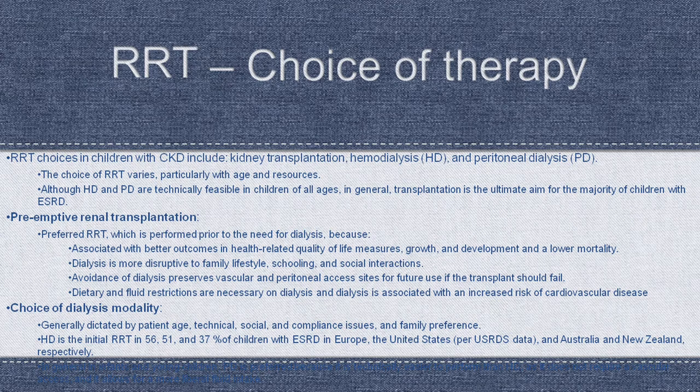Preemptive renal transplantation is the preferred RRT, which is performed prior to the need for dialysis. This is preferred because it is associated with better outcomes in health-related quality of life measures, growth and development, and a lower mortality rate. Dialysis is more disruptive to the family lifestyle, schooling, and social interactions.